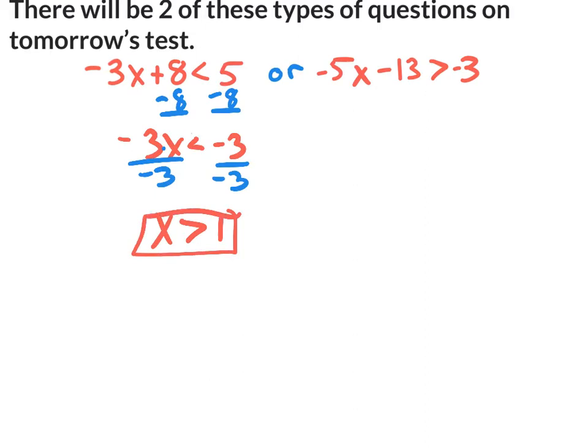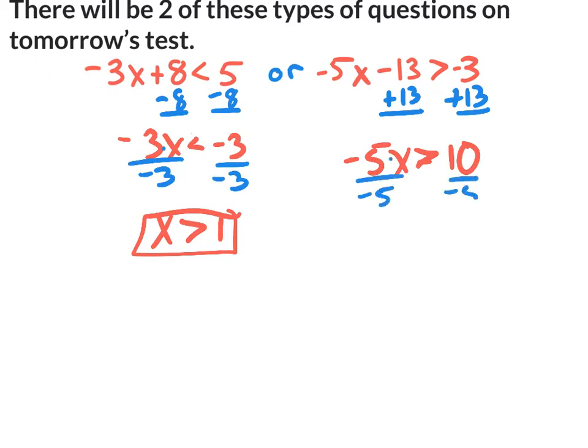Let's do the other one. +13, +13. My new inequality will be -5x is greater than 10. So final step would be to divide by -5, which gives us a final answer of x is less than -2.